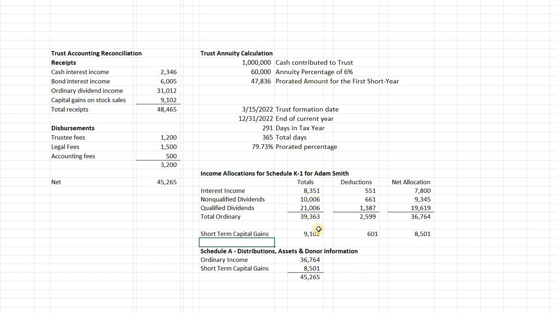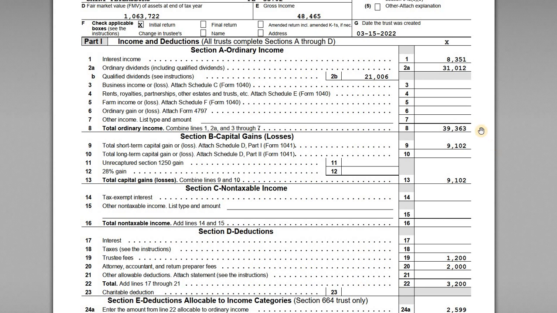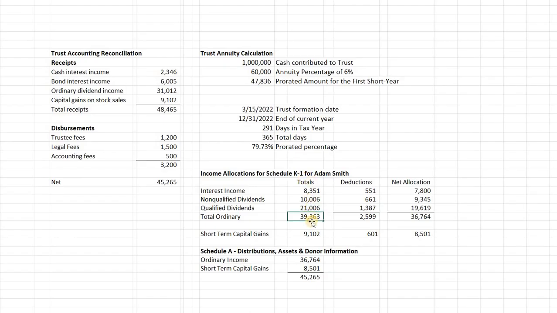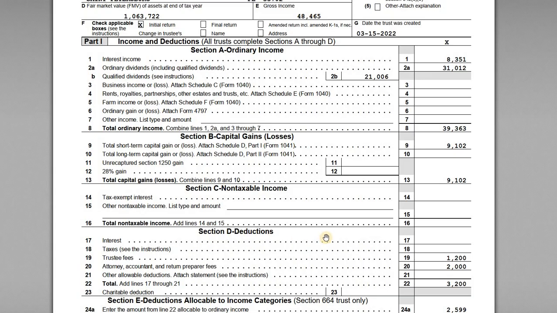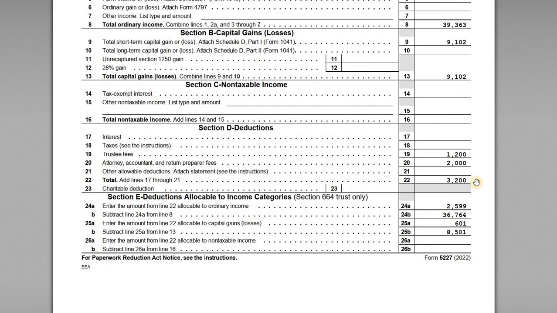What we've done here is we've separated out all the ordinary income and the short-term capital gains amounts. So we've got the 39,363, which is the interest, qualified and non-qualified dividends, and the short-term capital gains. I've got those all separated here, and then I have allocated the deductions across each one on a pro rata basis, right? So we've got the 3,200 in total deductions being allocated across each of them, pro rata based on how much gross income falls within each basket.